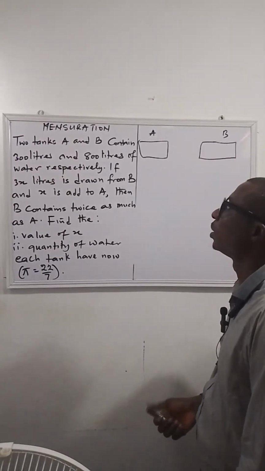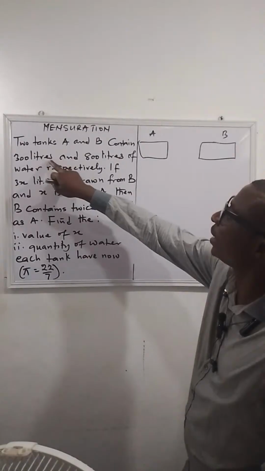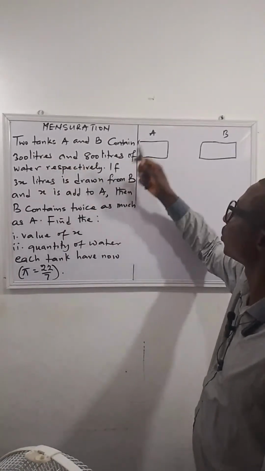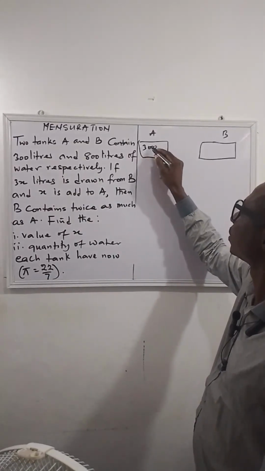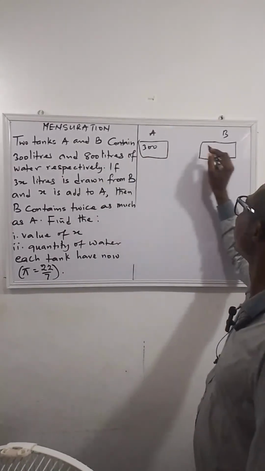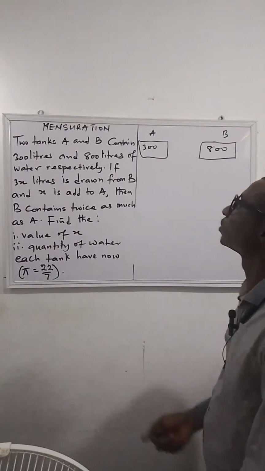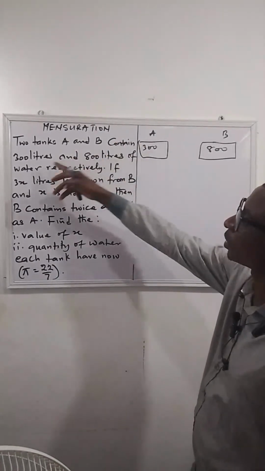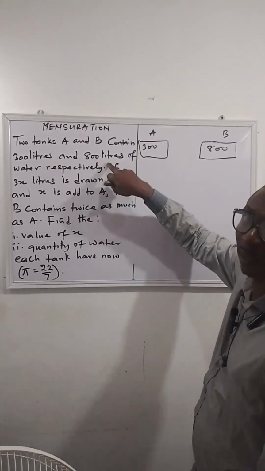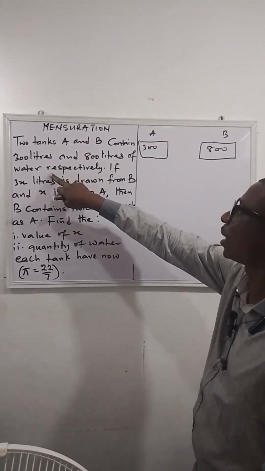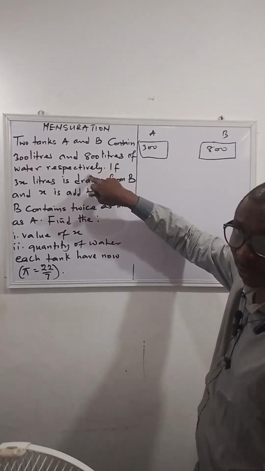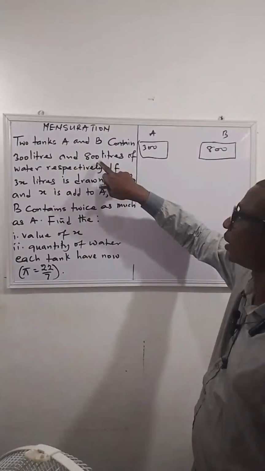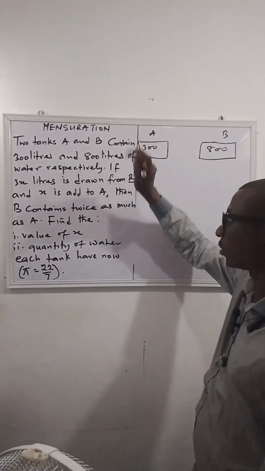Okay, so now 300 liters is inside tank A. So we have 300 liters here. And in B, we have 800 liters. I hope you understand that, because the question says A and B contain 300 liters and 800 liters of water respectively. Do you understand? Respectively means 300 for A and 800 for B, in that order.